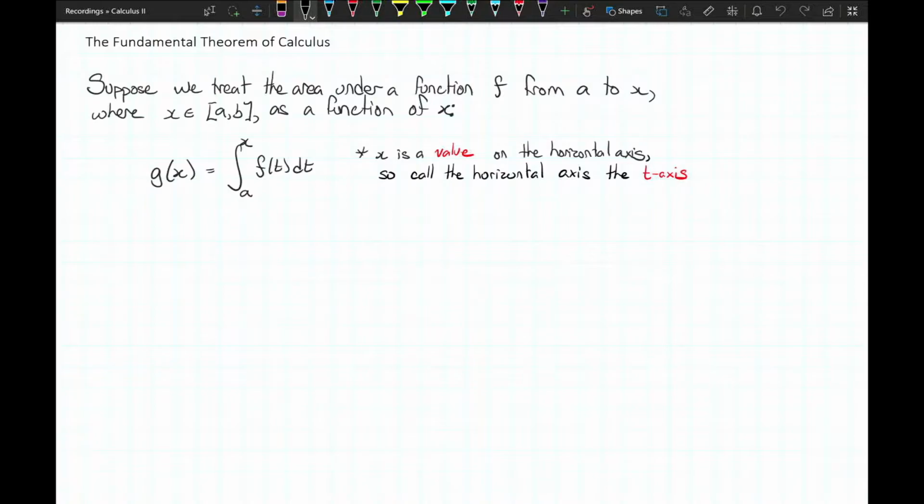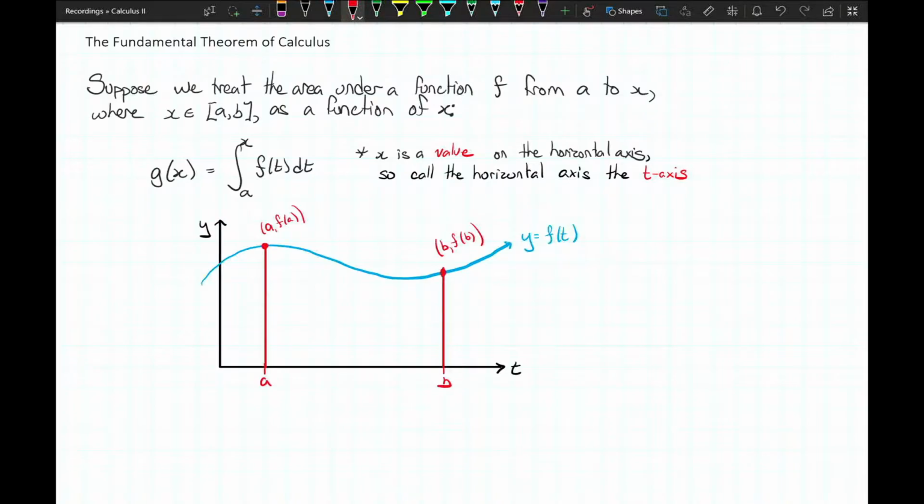We tend to use x, but we're letting x be a value on the horizontal axis, so we can label the axis with t, and we're going to take the area from t equals a to t equals x. We don't want to use the x-axis because it doesn't make a lot of sense to say we're looking at the area from x equals a to x equals x. X equals x isn't really much of an equation. So we have a picture in mind.